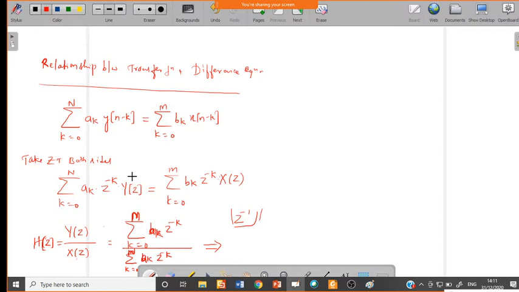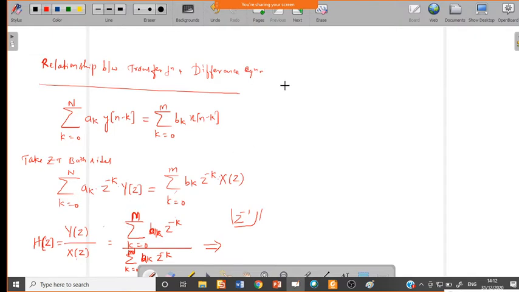Okay, so now we will do one problem. We will see how, by using a difference equation, we can find the transfer function as well as the time domain impulse response signal. Or if the impulse response signal is given, we can take the z transform and obtain the difference equation.